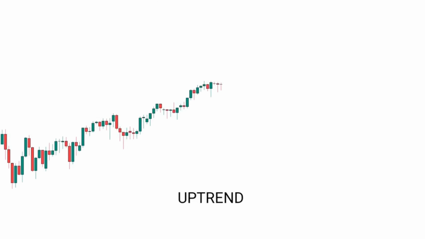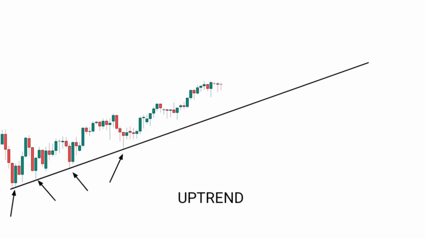For example, if price has reacted to a trend line multiple times in the past, there's a probability it will do so again. So next time price touches that line and shows a bullish signal, we can look for a buy entry.